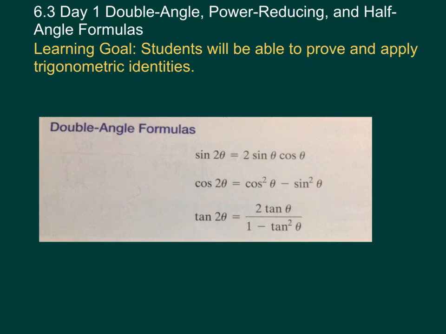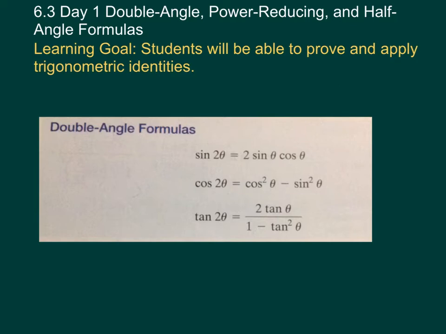6-3 Day 1. Double angle, power reducing, and half angle formulas. Your learning goal for this lesson is that you will be able to prove and apply trig identities. So we're going to start off with the double angle formulas.